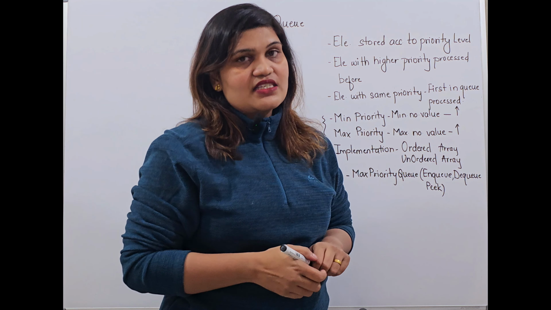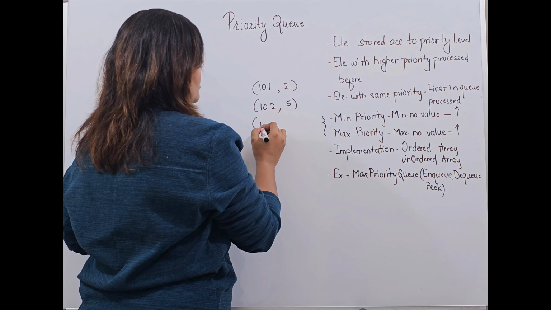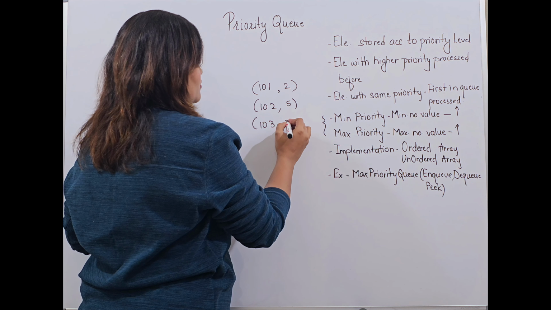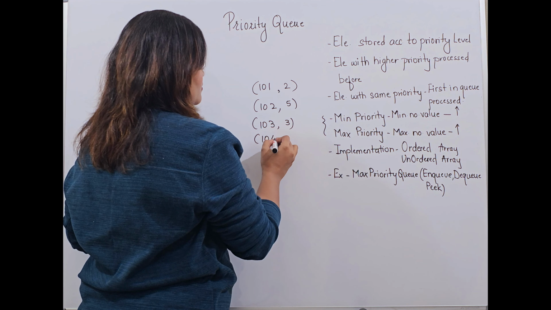So there are elements that I'm trying to put. These are the elements that I want to put in my queue. Which queue? Priority queue. When I'm going to accept the elements, there are two things that I'm going to accept: one is the value or the element, and second is the priority. Now if I'm following minimum priority, the value which is minimum will have the highest priority. In this case, this has the minimum priority, so this value would be processed first.